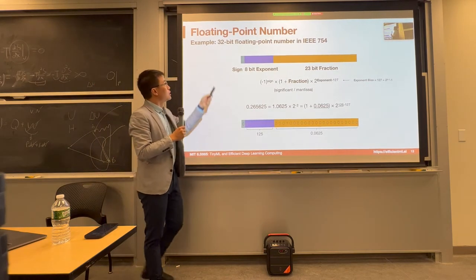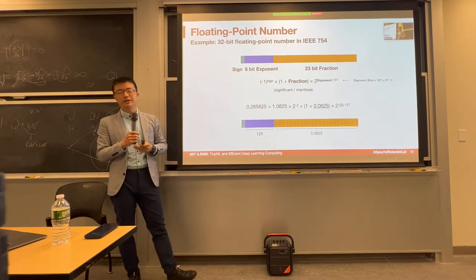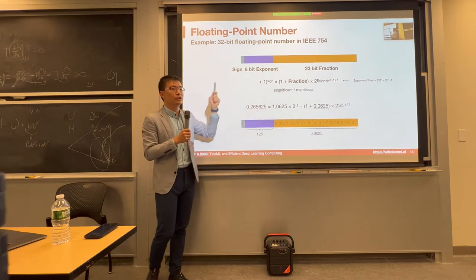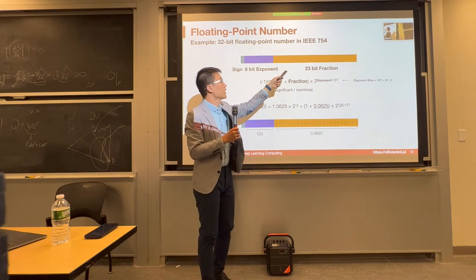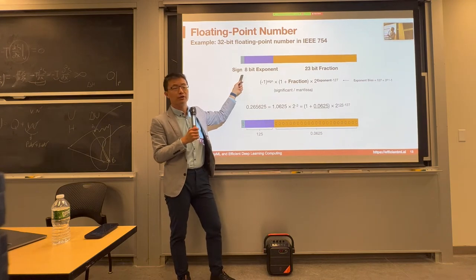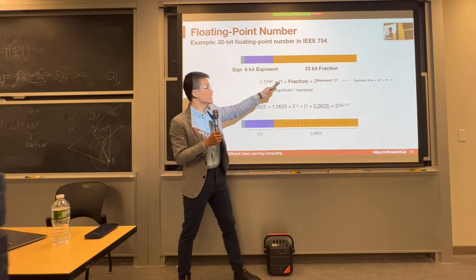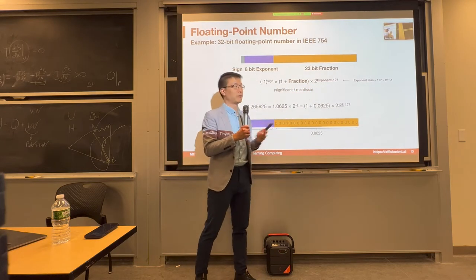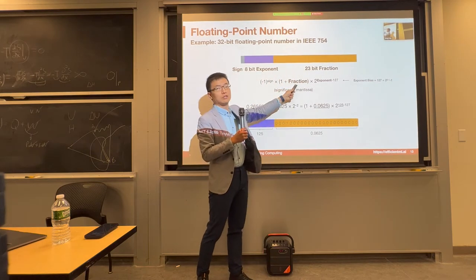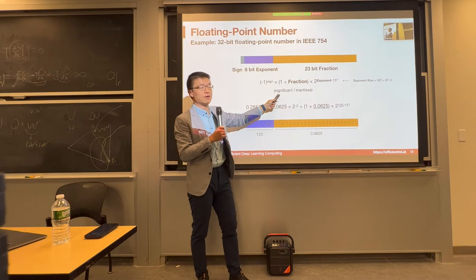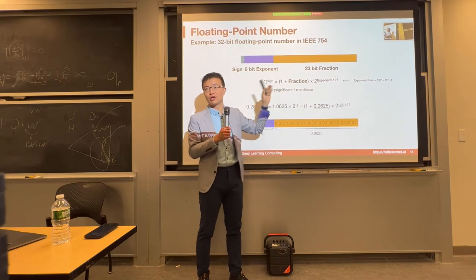And then let's switch to talk about floating point numbers, which are widely used for training. This is the example of a 32-bit floating point number. It contains 3 parts. We have the sign bit, positive or negative. And then we have 8 bits for the exponent. So what is the exponent? 2 to the power of the exponent minus the bias. And then we have 23 bits for the fraction. This fraction is also called the significand bits or the mantissa. Significand, mantissa, fraction, they mean the same thing.